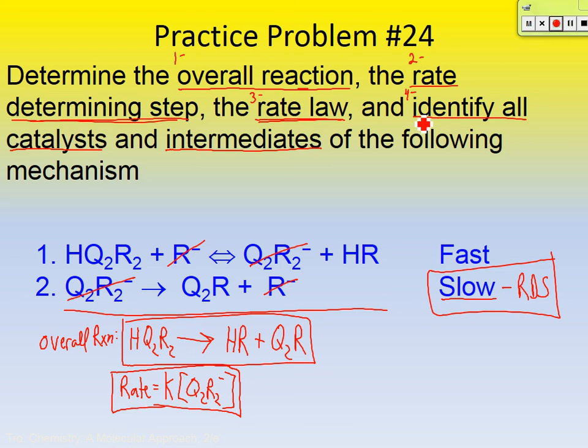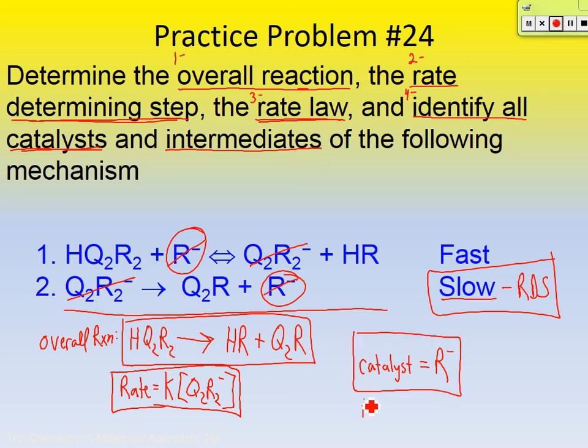And then number 4, identify all the catalysts. So let's see if we can find the catalyst. My catalyst is, remember that definition, it's used up in an early step, but then it's remade in a later step. So if you look at our mechanism here, it looks like R minus is being used up and then it's remade in a later step. And so my catalyst for this reaction is R minus. Notice when it's used up, the reaction goes very fast. That's what a catalyst does. It speeds up the chemical reaction.